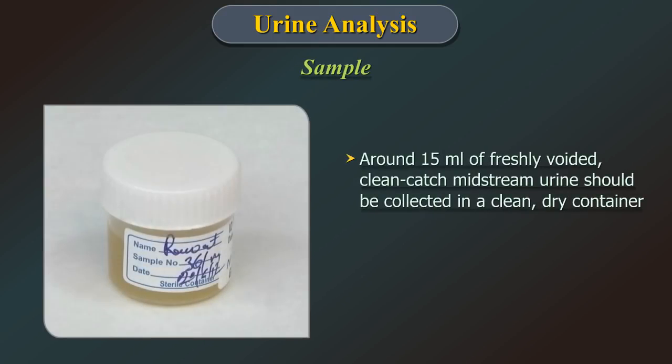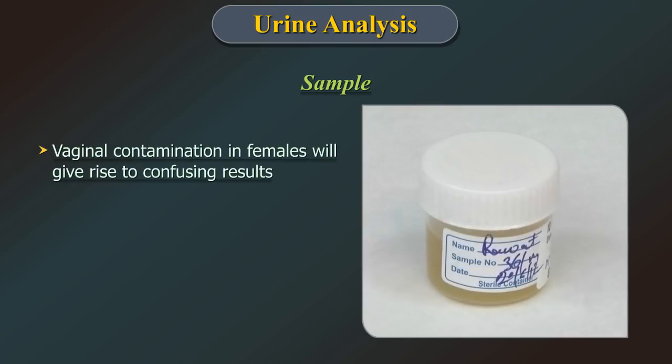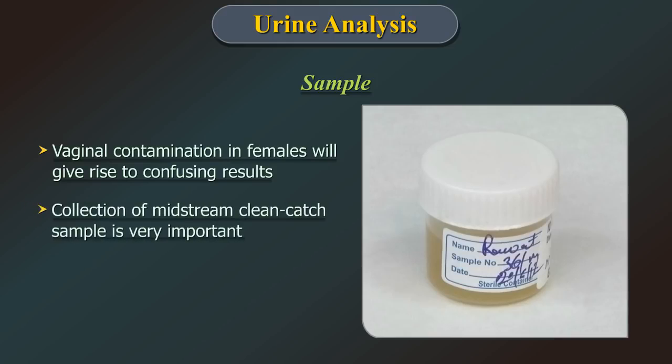Principle: insoluble cellular and non-cellular elements in urine are detected by direct visualization under the microscope. Sample: around 15 ml of freshly voided, clean catch midstream urine should be collected in a clean, dry container. A morning specimen is preferred. Vaginal contamination in females will give rise to confusing results. Hence, collection of a midstream clean catch sample is very important.